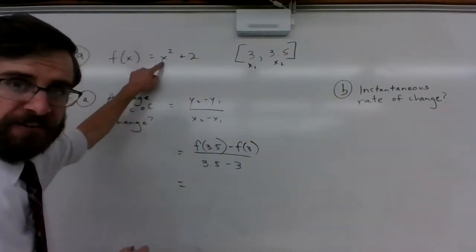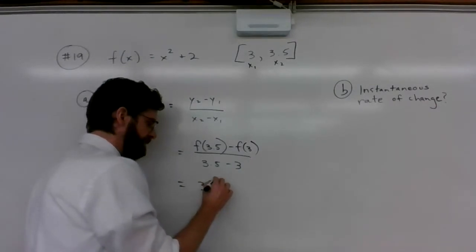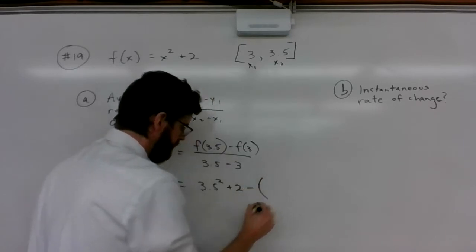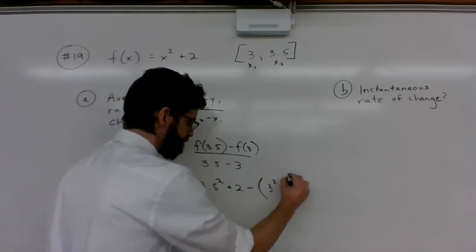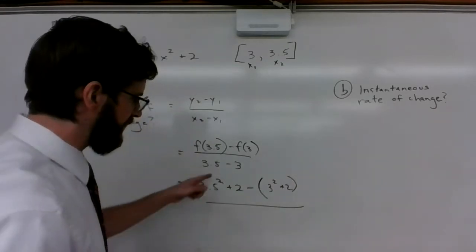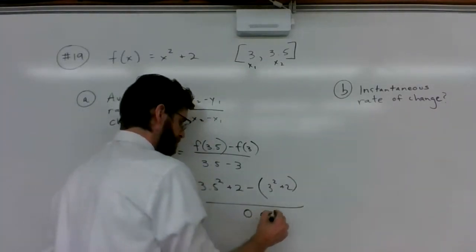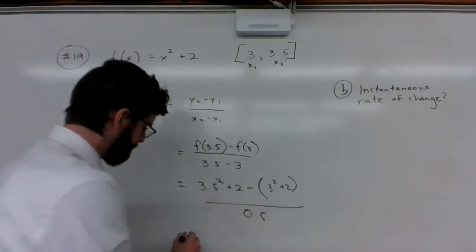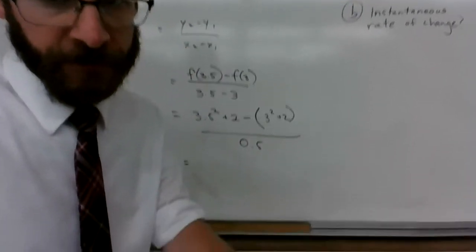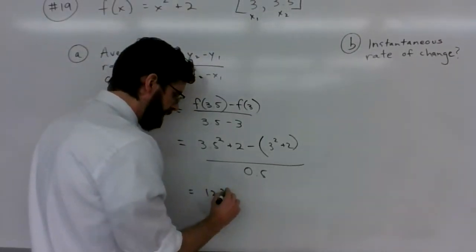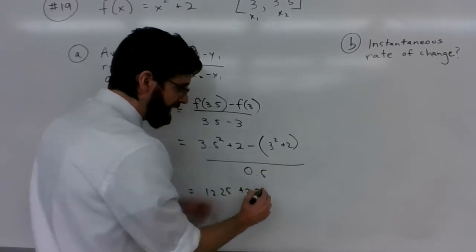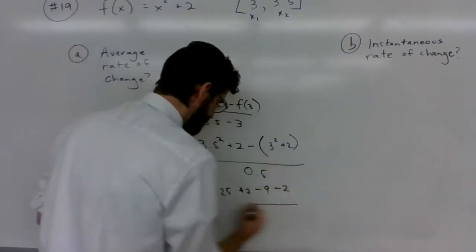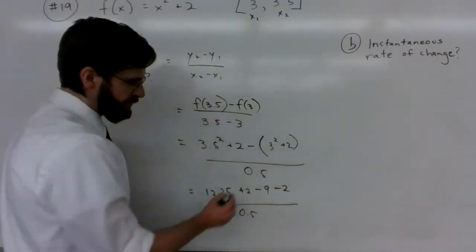Plugging in 3.5 here, 3.5 squared plus 2, and then subtracting 3 squared plus 2, divided by 0.5. So 3.5 squared is 12.25. I don't know how I know that, but I do. 12.25 plus 2 minus 3 squared, which is 9. Make sure the negative gets to that 2 as well. All over 0.5.